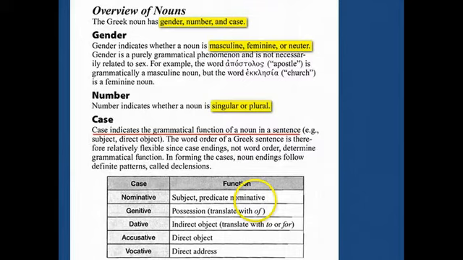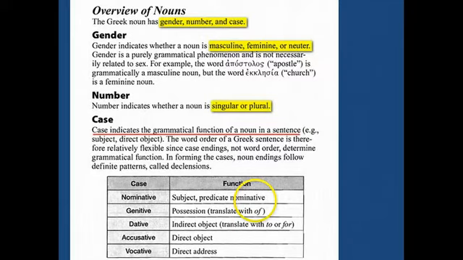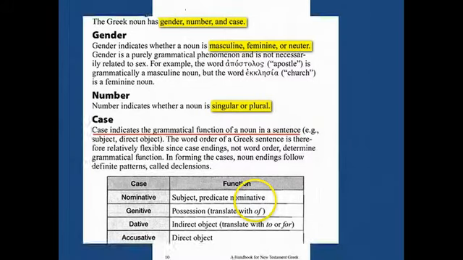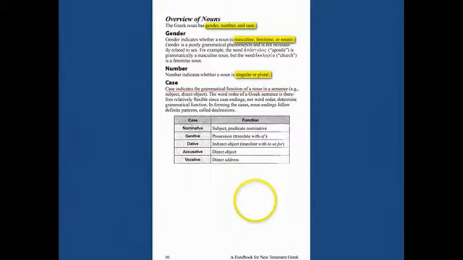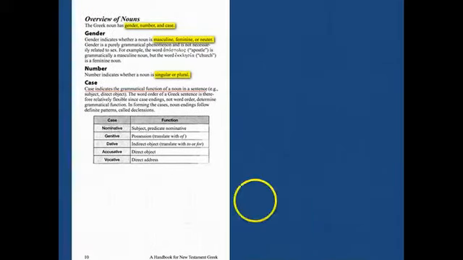Now, we've had lots of practice with the vocative case because my name is Philippos o Didaskalos, but when you speak to me, you say Philippe o Didaskalos. That's using the vocative case, direct address. And that concludes the overview of nouns. Nouns have gender, number, and case. Genders are masculine, feminine, and neuter. The number is singular or plural. And there are 5 cases: nominative, genitive, dative, accusative, and vocative.